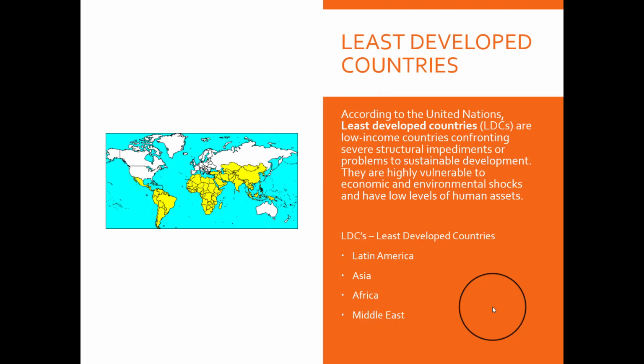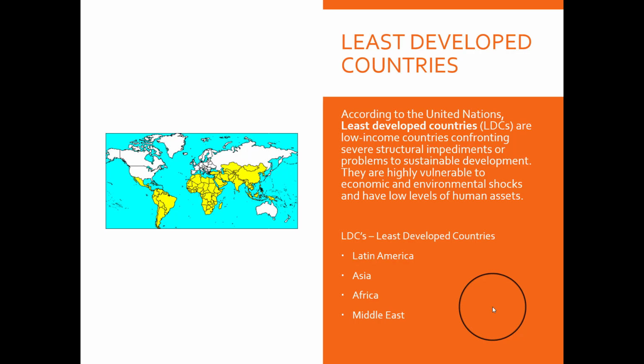So first off, we need to know about countries. There are least developed countries, and according to the United Nations, least developed countries are low-income countries confronted with severe structural impediments to sustain their development. Okay, meaning that they have a very hard time upholding their society because of low income status.